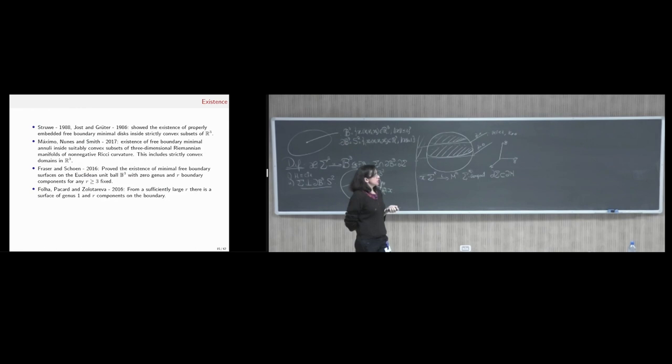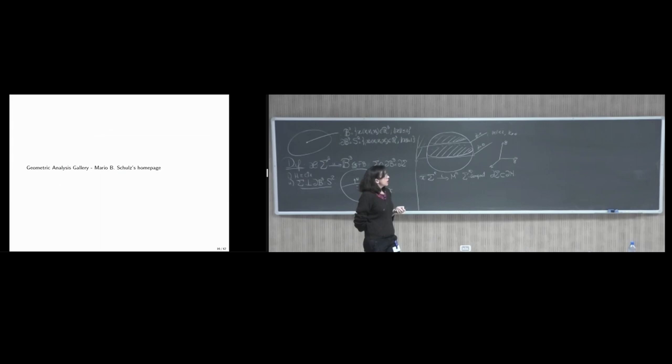Okay, this is all, of course, there are more examples, more results, but I put here only a few. And I remember that Ketover proved that for any value of genus g bigger or equal to 1, there is a minimal free boundary surface in the ball with this genus, okay?